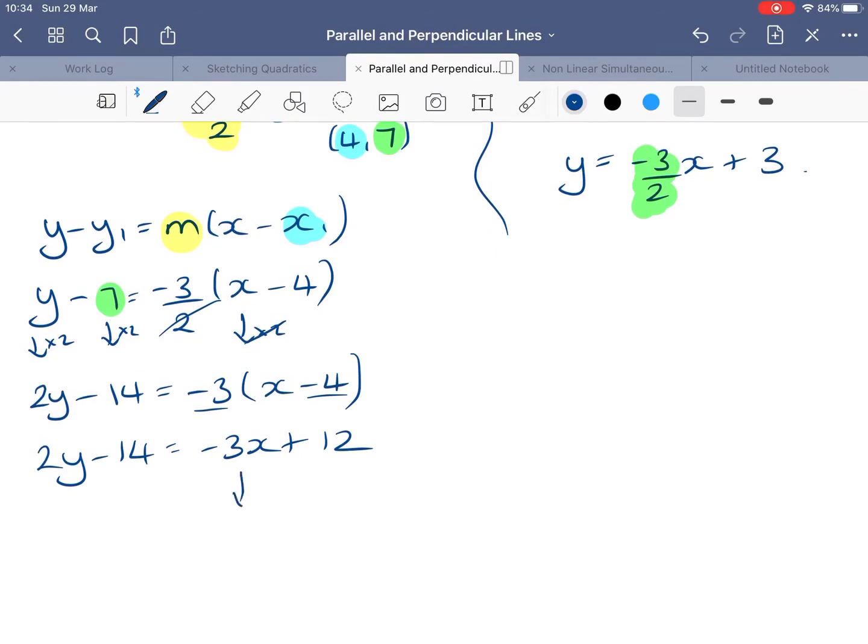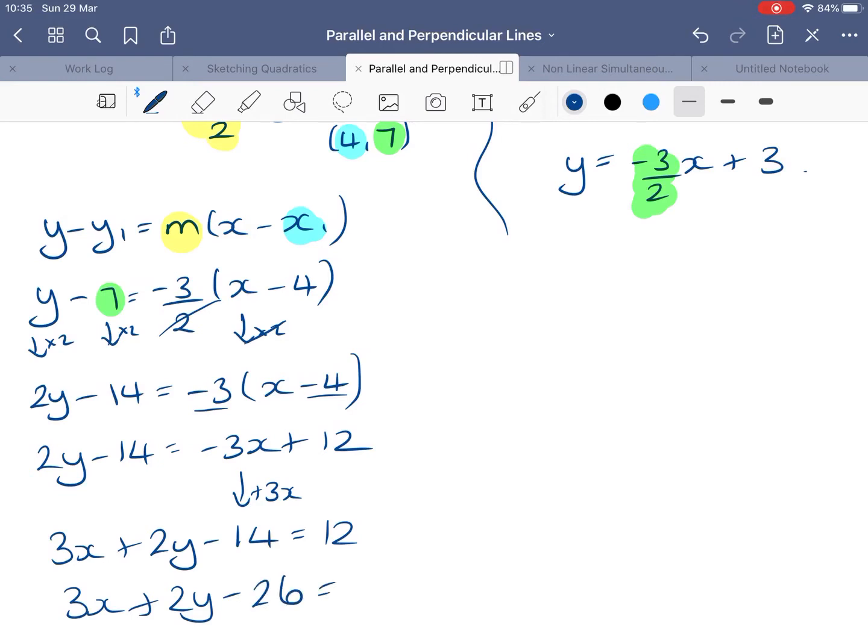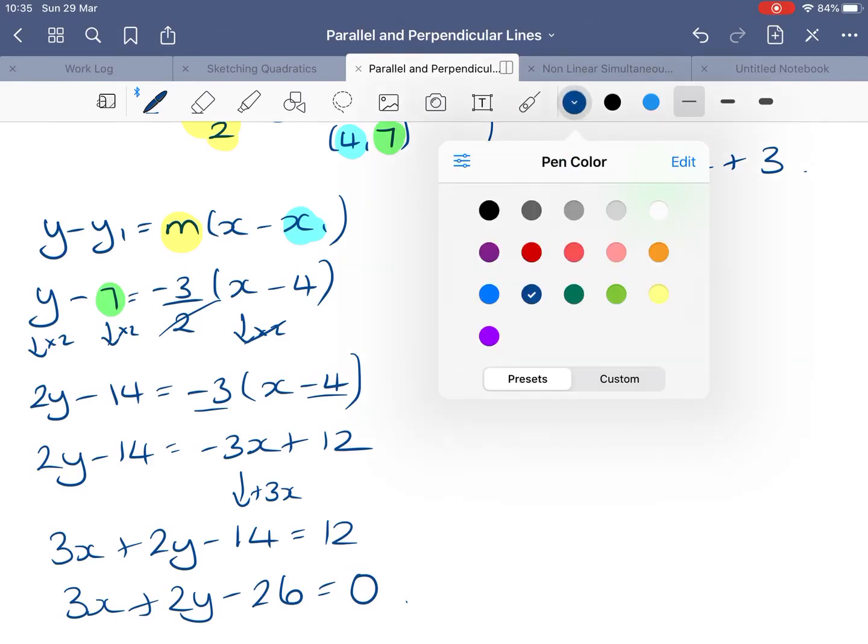So I'm going to add the 3x. So I'd have 3x plus 2y minus 14 equals 12. Take away the 12. 3x plus 2y minus 14 take away 12 is minus 26 equals 0. And that's the equation.